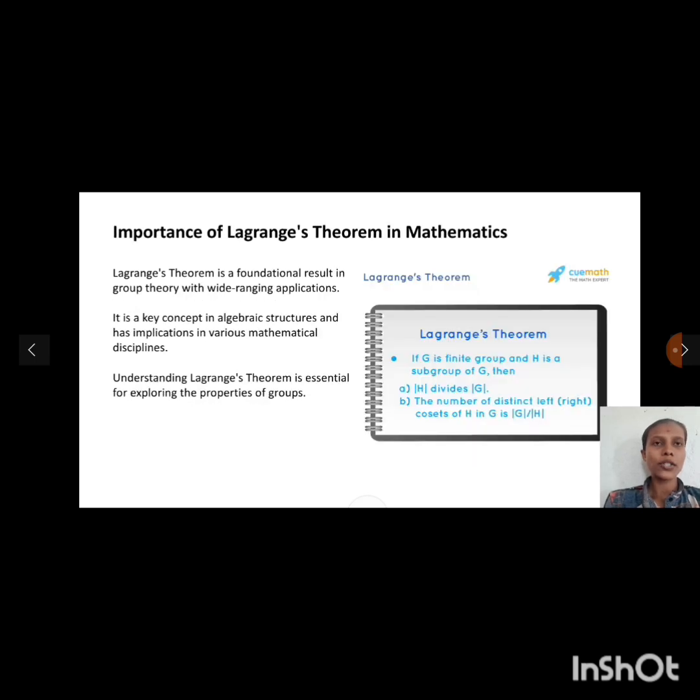Importance of Lagrange's theorem in mathematics. Lagrange's theorem is a foundational result in group theory with wide-ranging applications. It is a key concept in algebraic structures and has implications in various mathematical disciplines. Understanding Lagrange's theorem is essential for exploring the properties of groups.